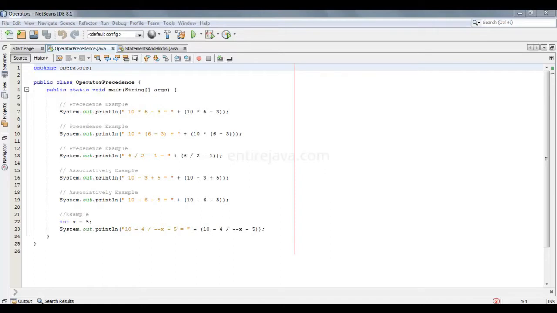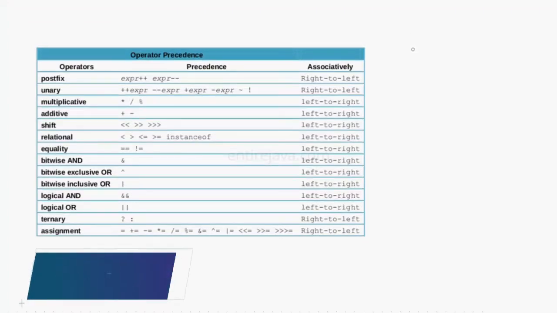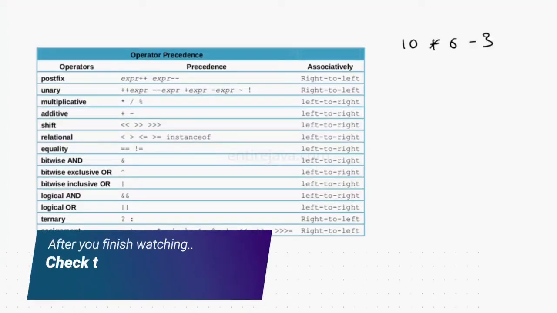In this video, we're going to talk about operator precedence. This can be better explained with annotations. So let's go there. Alright, let's say in our Java program, we have the following equation: 10 multiplied by 6 minus 3.